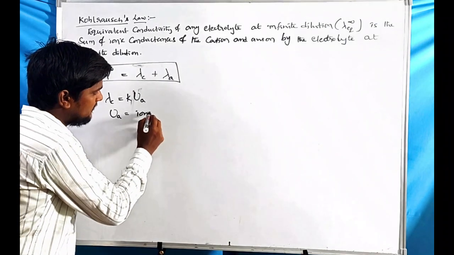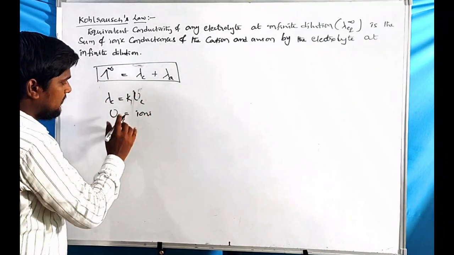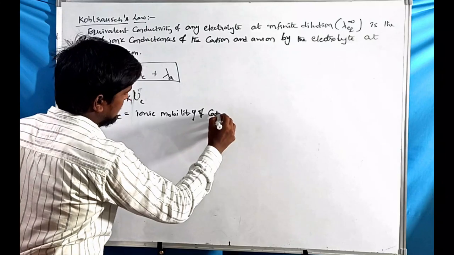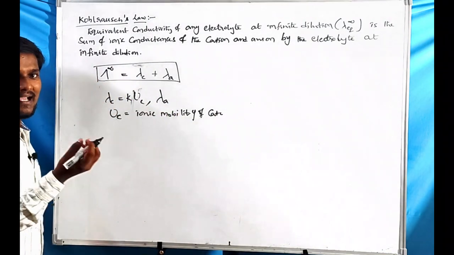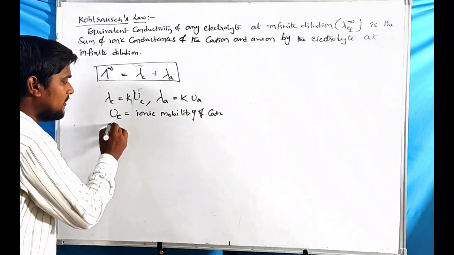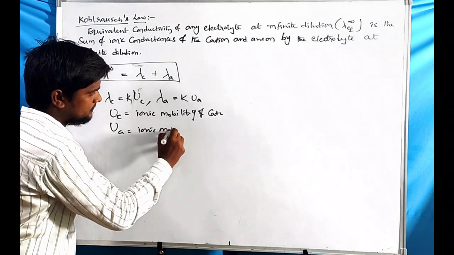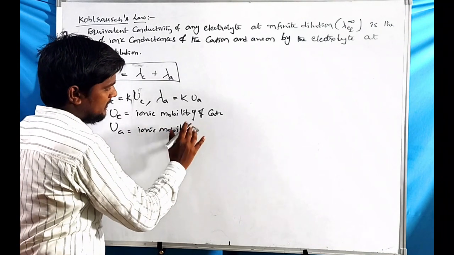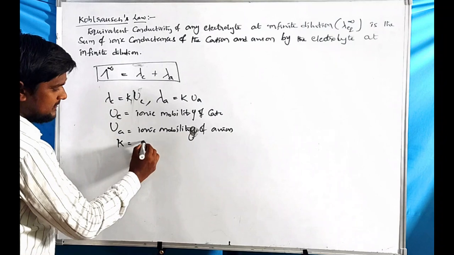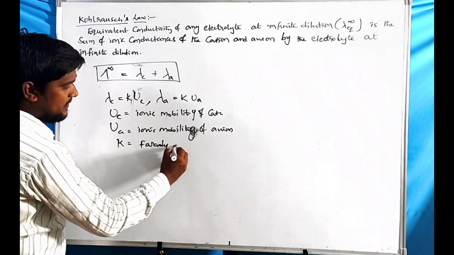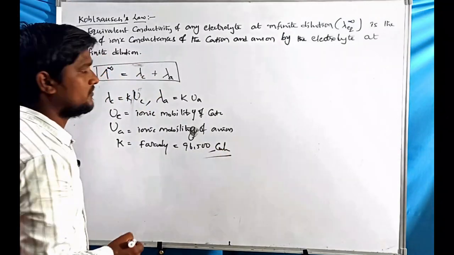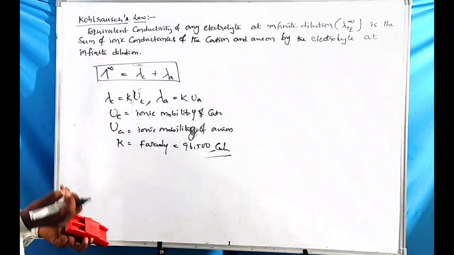Here U is called the ionic mobility of the cation. Similarly, lambda anion, that is the ionic conductance of the anion, is equal to K into U_B, where U_B is called the ionic mobility of the anion. Now here K is nothing but a constant, that is 1 Faraday. So K is equal to Faraday, that is 96,500 coulombs. This is the simplest representation of Kohlrausch law.